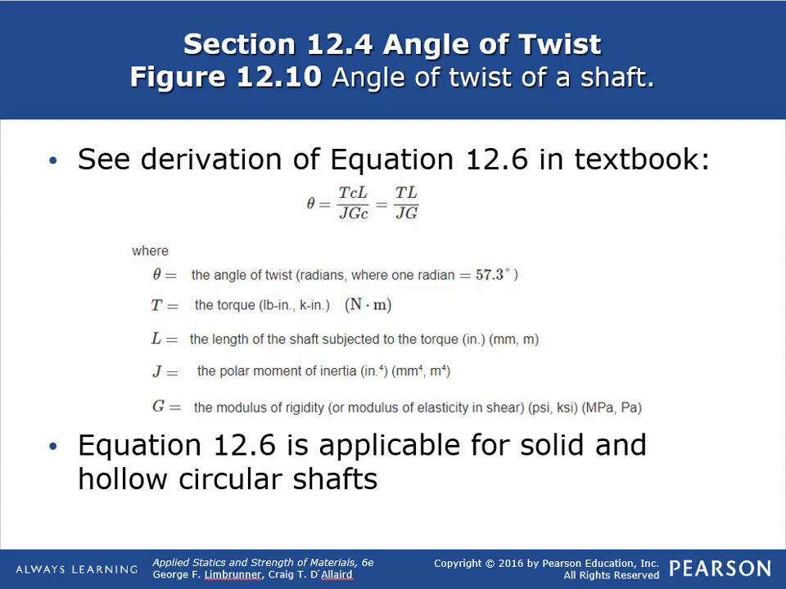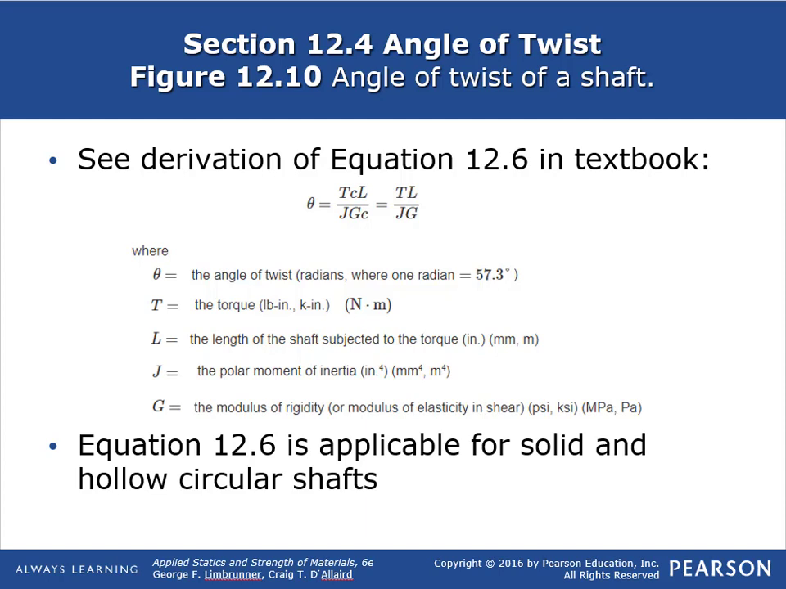T is the torque. We're going to use pound inches or Newton meters. L is the length of the shaft that's subjected to the torque. J again is the polar moment of inertia, and G is the modulus of rigidity. So this is an elastic deformation equation, and so we're using the modulus of rigidity.